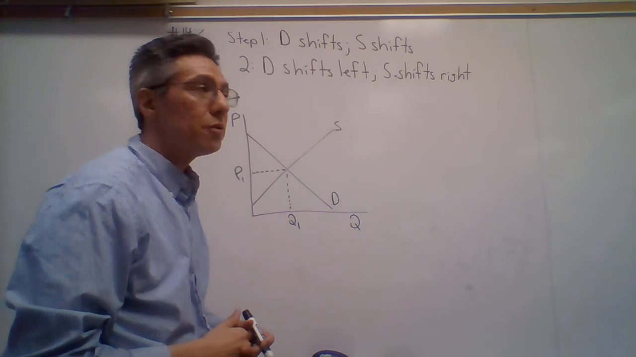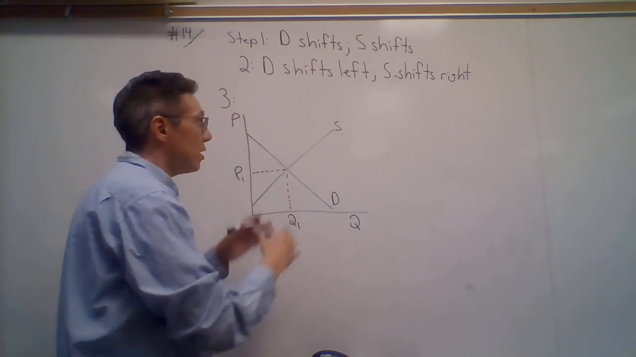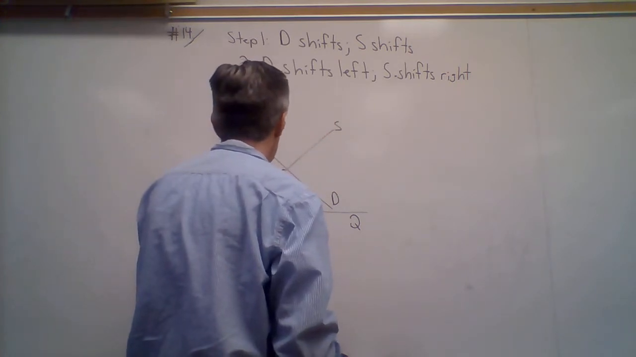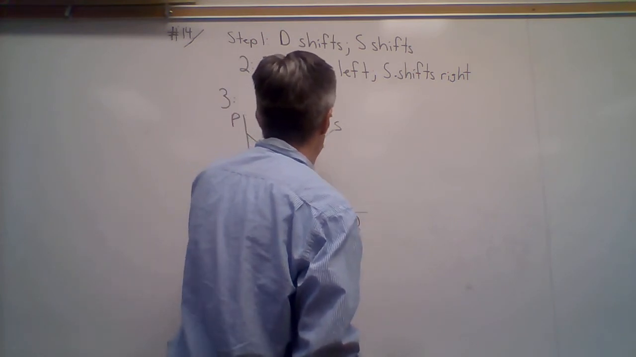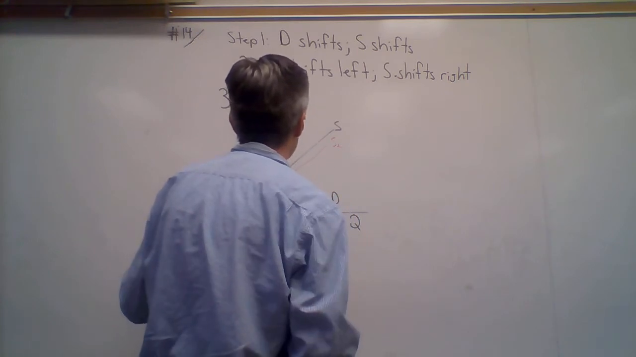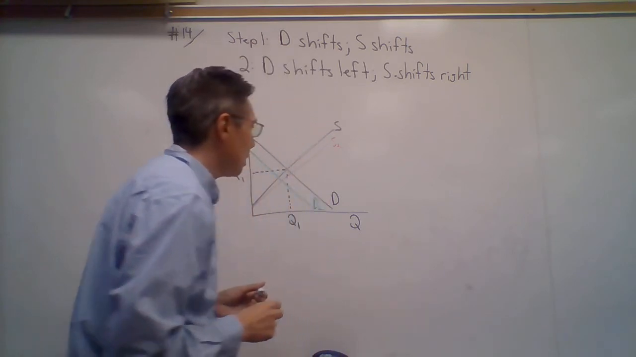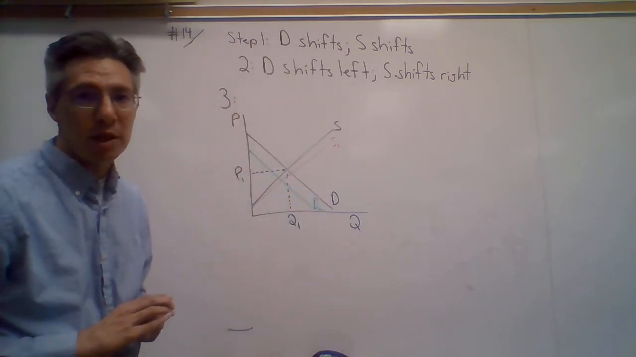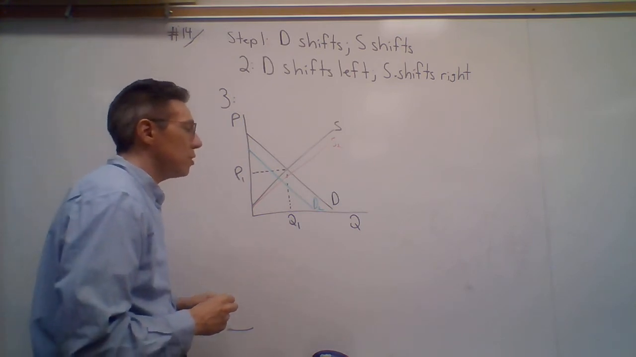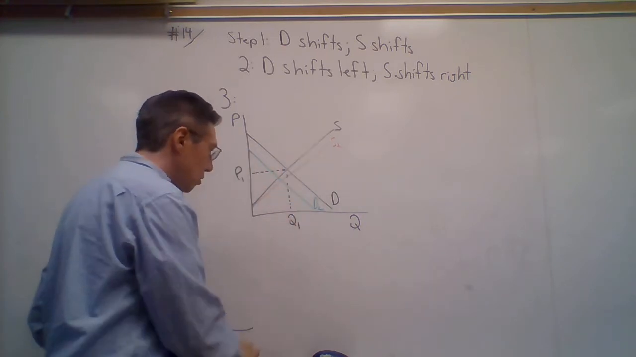Okay, so what do we have in terms of our graph here? Well, again, we start off with our initial, but then we incorporate the two shifts. We have our supply shifting to the right and our demand shifting to the left. The question then is where is the new equilibrium? The new equilibrium is going to be where the new supply and the new demand cross each other.